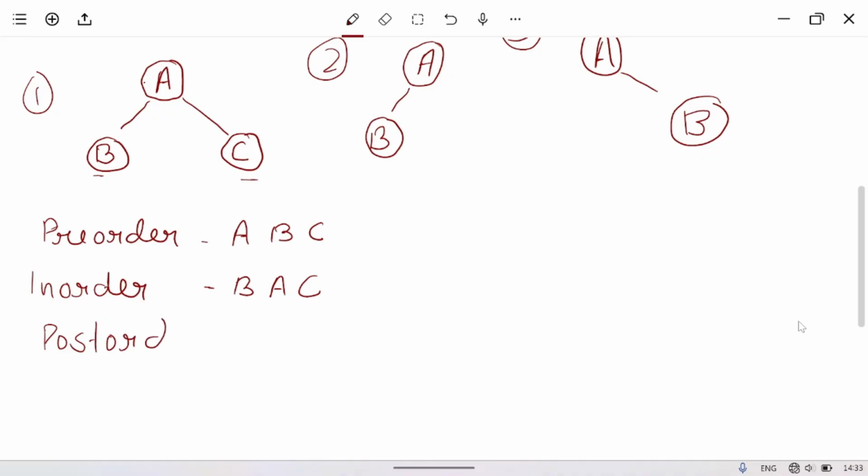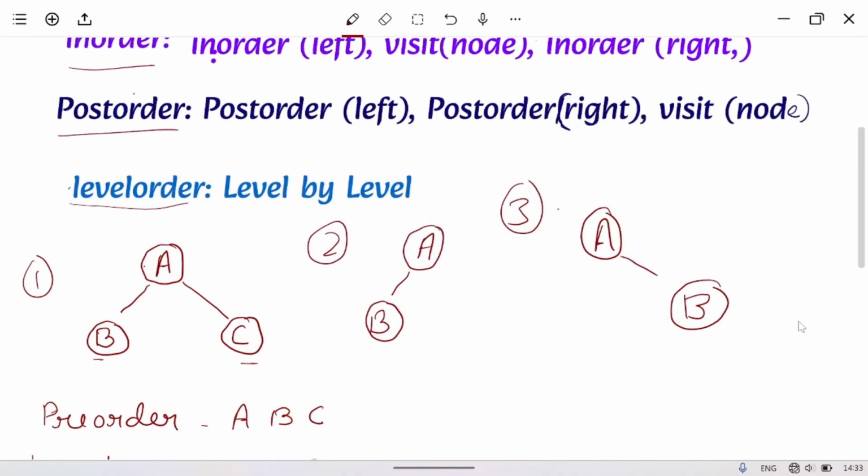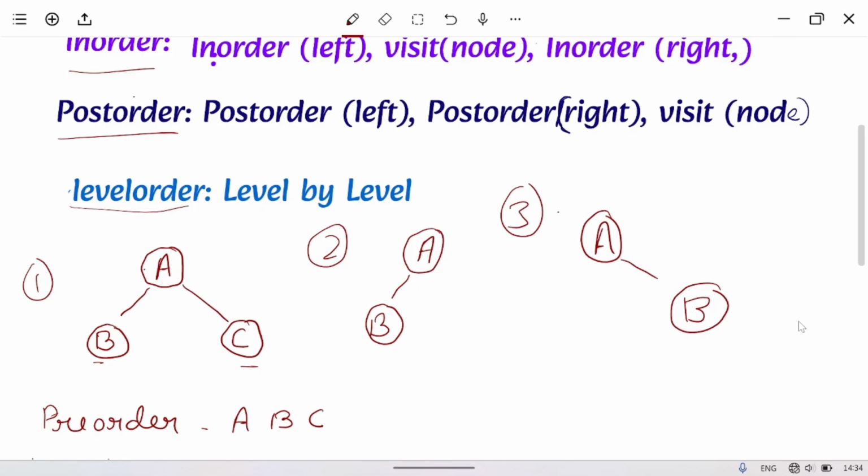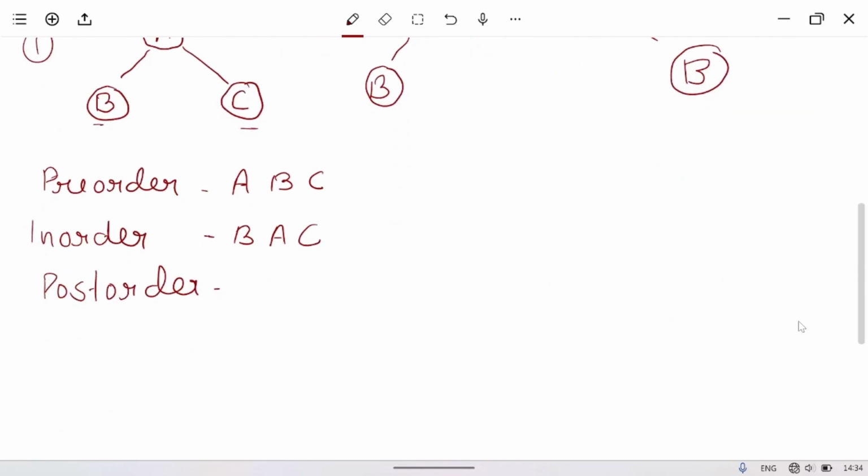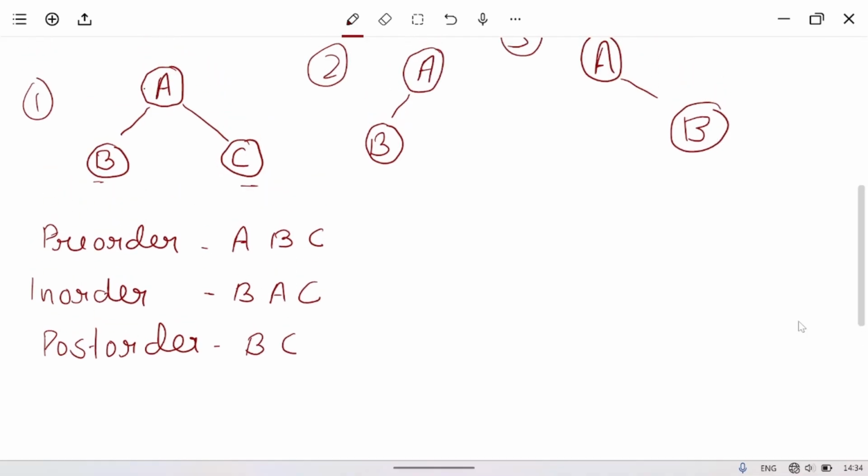Then the next one is post-order traversal. In post-order, what have we learned? First left, right, then visit the node. First left will be B, right C, then visit the node, meaning A. This is the traversal for pre-order, in-order and post-order, and the next one is level order.